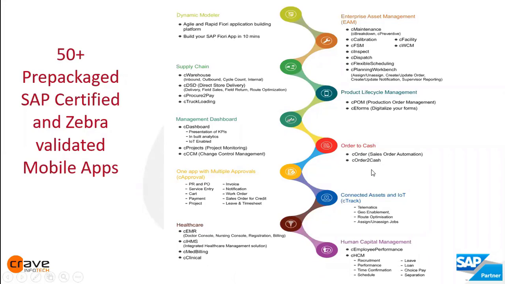Order to cash has sales order automation, and order to cash is mainly for the customer portal so that they can place orders, like your mini Amazon.com. We have several approvals. Connected asset IoT is a telematics and geo-enabled platform where you can track your assets. And finally, human capital, HR. We have employee performance, where employees can define their goals. Supervisors and managers can approve and comment, and they can do all that while on the go. So this is a complete catalog of our applications, which gives you the ability to get into almost every business process or business unit of the organization.